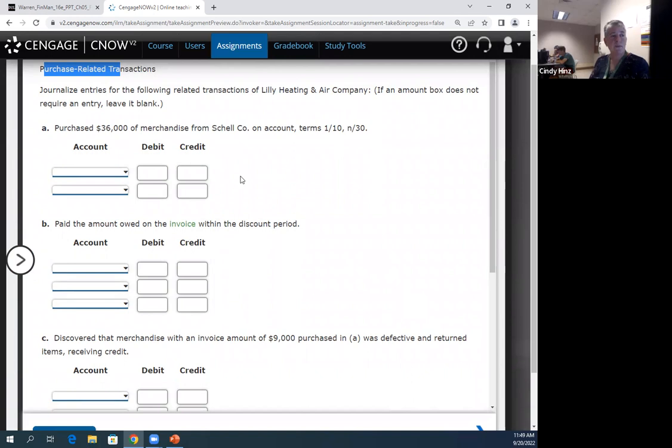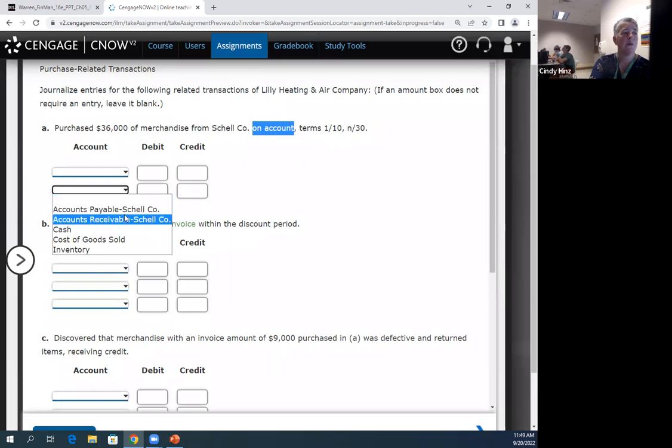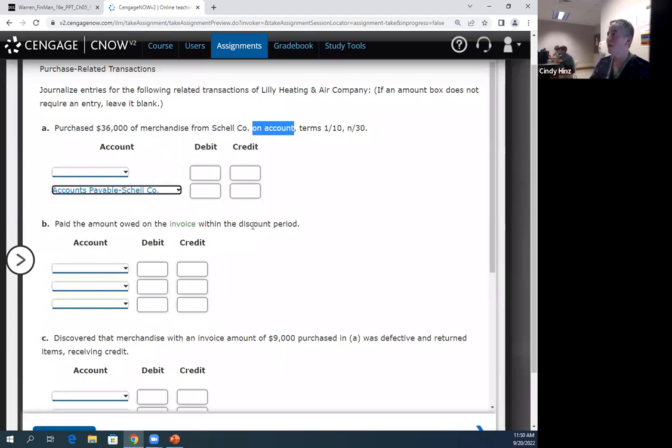The first thing we did was purchase merchandise. The merchandise cost us $36,000 and we bought it on account. What does that mean? We didn't pay for it yet. And so the credit is going to be to accounts payable. We bought it from Shell Company. We now owe Shell Company $36,000.